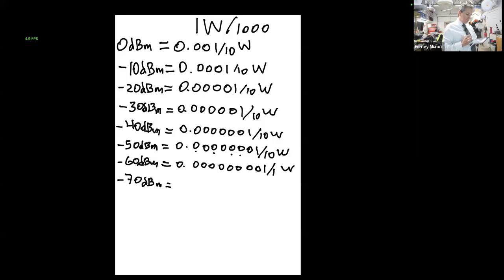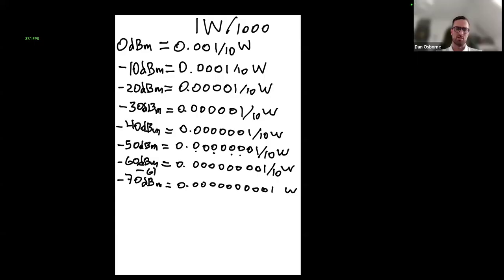Divide by 10 again. A tenth, a hundredth, a thousandth, 1/10,000, 1/100,000, 1 millionth, 1/10 millionth, 1/100 millionth, 1 billionth, 1/10 billionth of a watt. And you said, Dan, you designed for minus 67, right? Yeah, usually. So somewhere in between 1 billionth and 1/10 billionth of a watt.